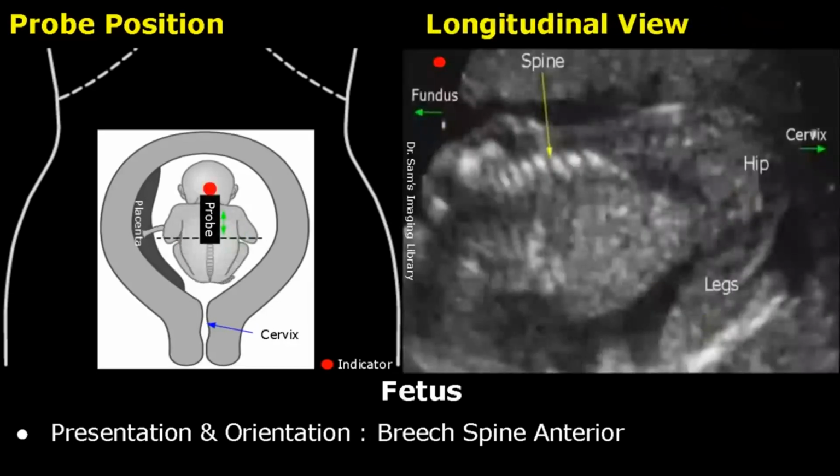The spine is seen at the bottom and the stomach is also seen in the right half of the image. The next breech orientation is breech spine anterior. The spine is facing anteriorly. This is how the image will look like when you place the probe in this manner. The hips are directed towards the cervix and the fetal head is directed towards the fundus.